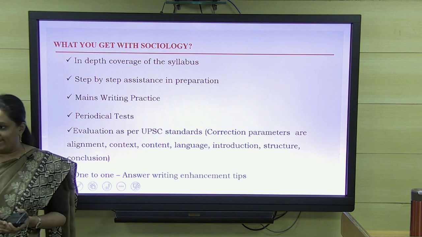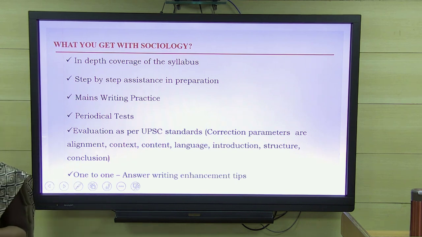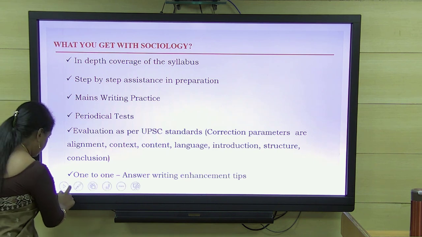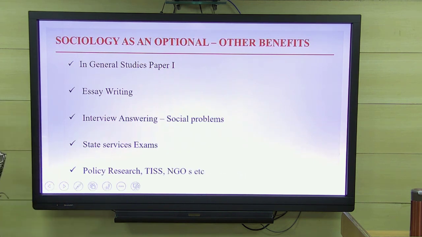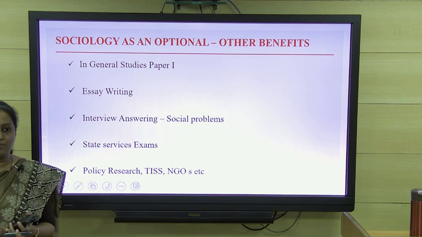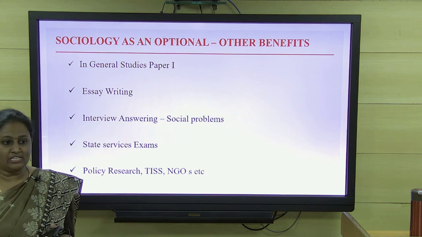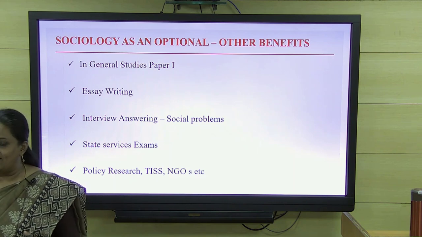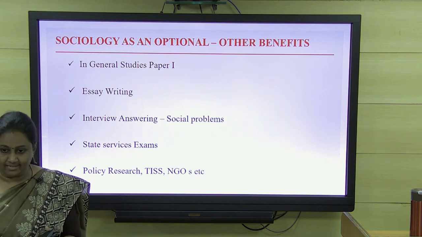Okay. So what do you get? If you do sociology, other than this, what all does it help you with? So it helps you with your GS paper 1. So in GS paper 1, there is something called society in India. And on an average, you have 6 questions. So 75 to 85 marks comes from that.